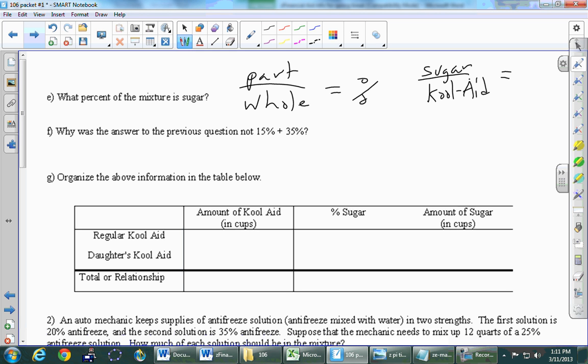How many cups of sugar? 6.5. How many cups of Kool-Aid? 30. If you type that into your calculator, you'll get a decimal, which we can then write as a percentage. What decimal do we get? So I'll write it as 0.216 first, right? Because that's what the calculator says. Okay, so then maybe 0.217. Round that up. And if we want that to be a percentage, move that decimal point 2 places to the right. 21.7%.